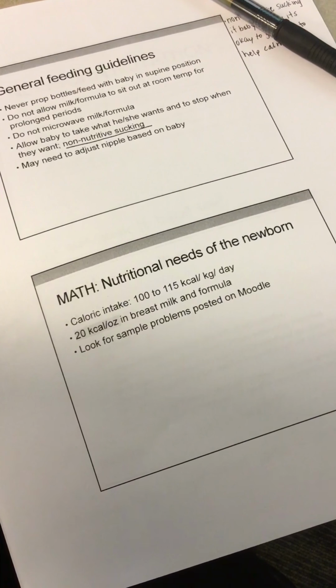Nutrition and fluid intake. But for me, what you need to know, what you need to have in your box here, is 20 kilocalories per ounce. Formula and breast milk both have 20 kilocalories per ounce. It doesn't matter. And then I will give you that the caloric intake should be 100 to 115 kilocalories per kilogram per day.